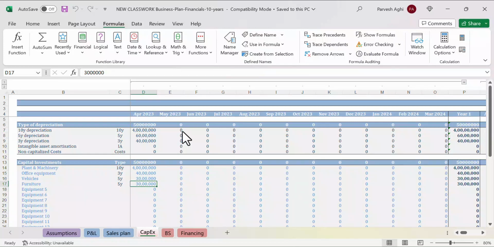So this was given in the assumption sheet. You just put it in and give the life of the asset.